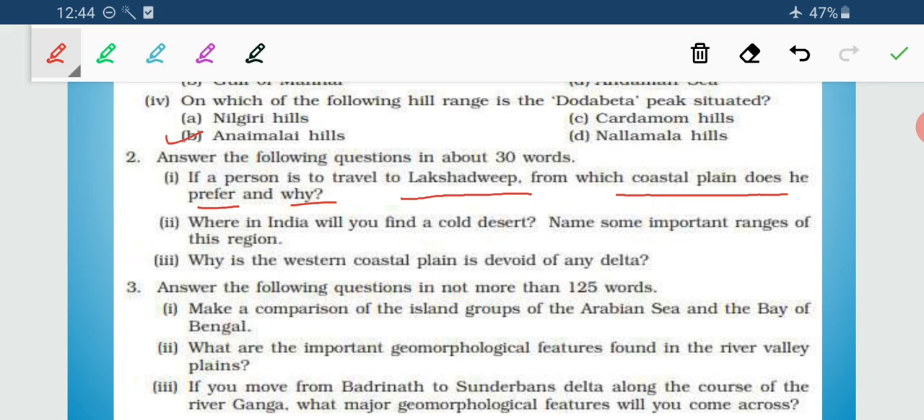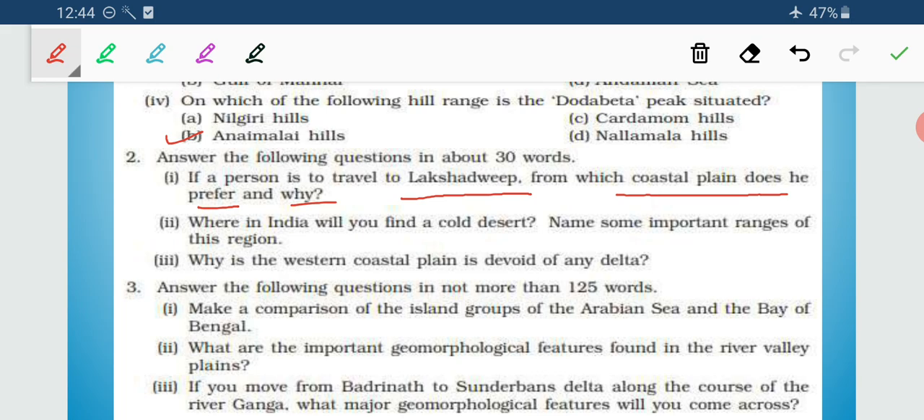And name some important ranges of this. The important ranges are the Pir Panjal range, Karakoram range, then the Zaskar and the Ladakh ranges. These are some of the important ranges of the Kashmir Himalaya or the northwestern Himalayas. Now, why is the western coastal plain devoid of any delta?